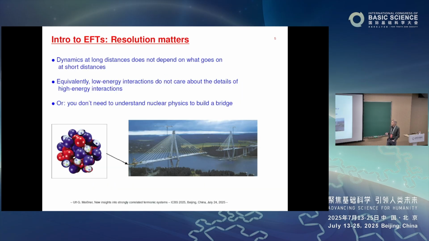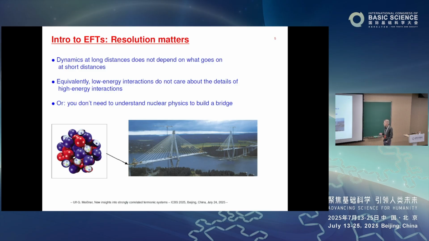slides. So, introduction to effective field theory: resolution matters. You can say that dynamics at long distances does not depend on what goes on at short distances, or you can also say, equivalently, low energy interactions do not care about the details of the high energy interactions. Or in a more pictorial way, you don't have to understand nuclear physics. These nuclei make up this bridge to build a bridge. It's just the wrong scale.